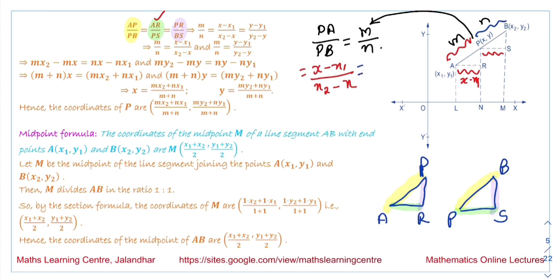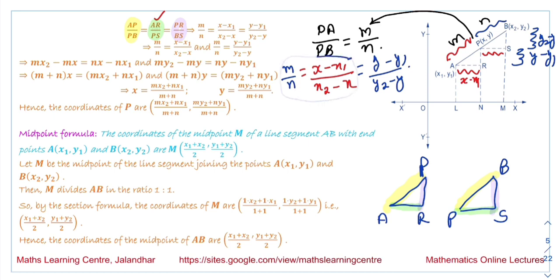and this is equal to, now, the y coordinates. PR is this length, y minus y1, and SB is the length y2 minus y. So this is equal to y minus y1 over y2 minus y. These are the values of m by n. All these values are equal to each other.